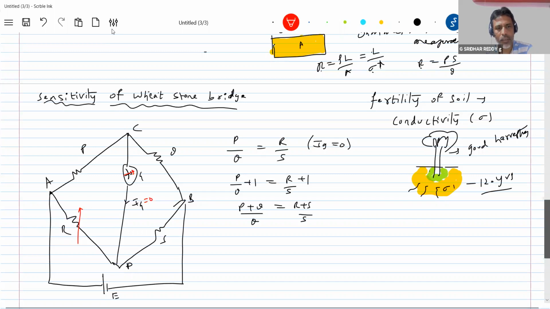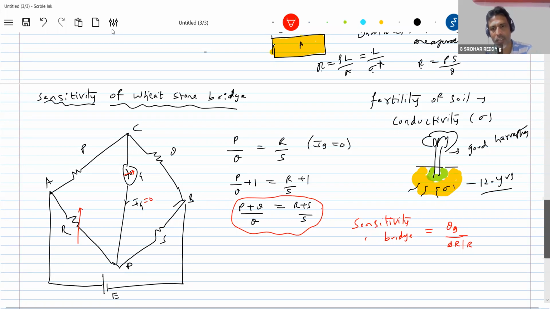So now the sensitivity of the bridge. This is one equation we'll keep in hand. It's going to help us in the further calculations. I'll define the sensitivity of the bridge: the deflection in the galvanometer for a fractional change in the unknown distance. For a small change in R, if I am able to notice an appreciable deflection in the galvanometer, then the bridge is said to be more sensitive.